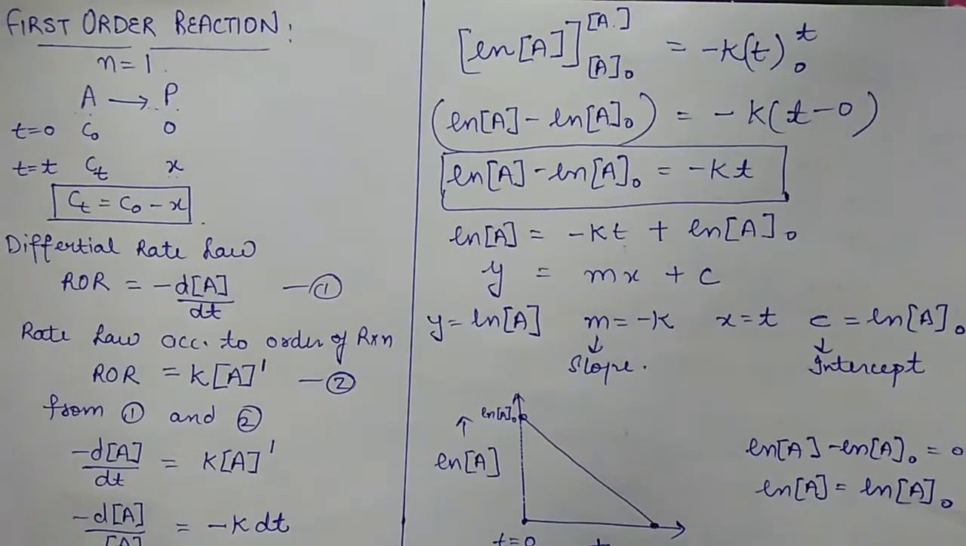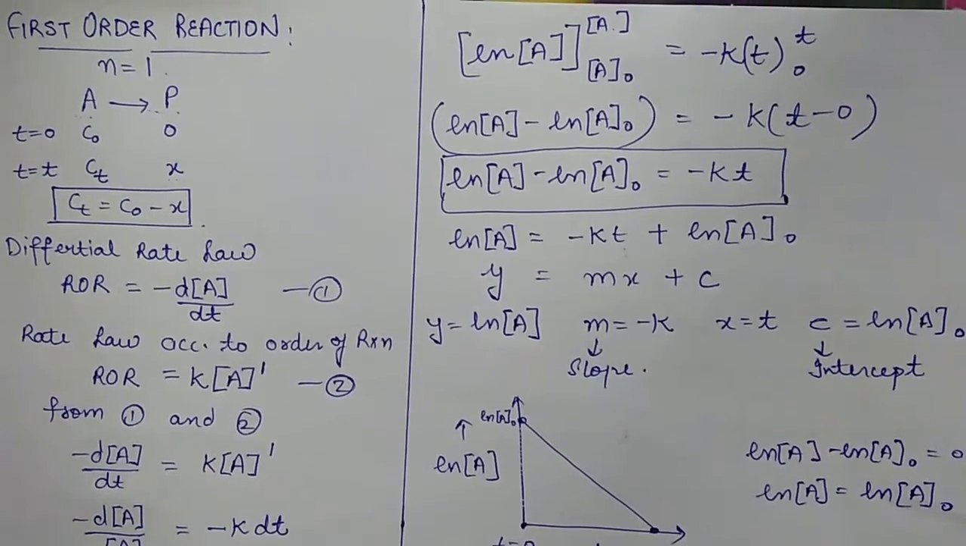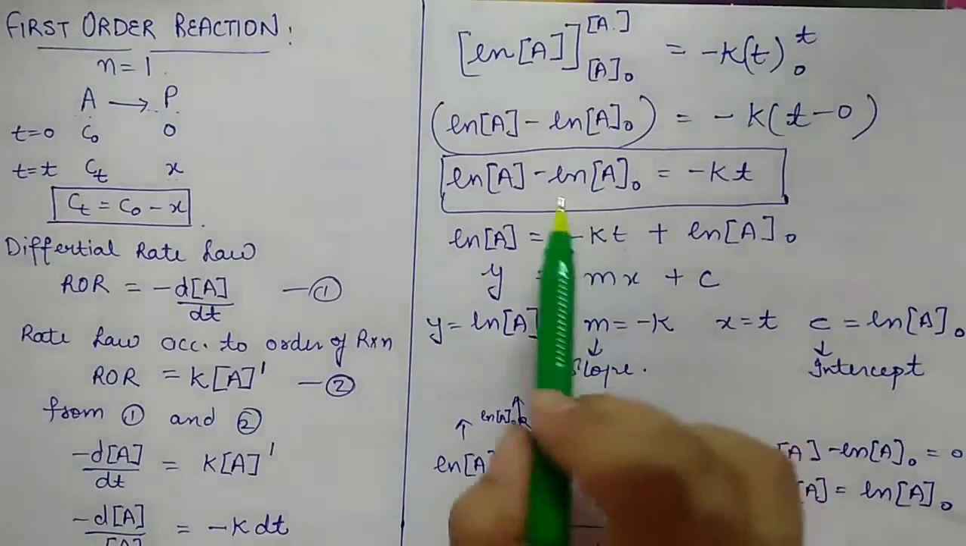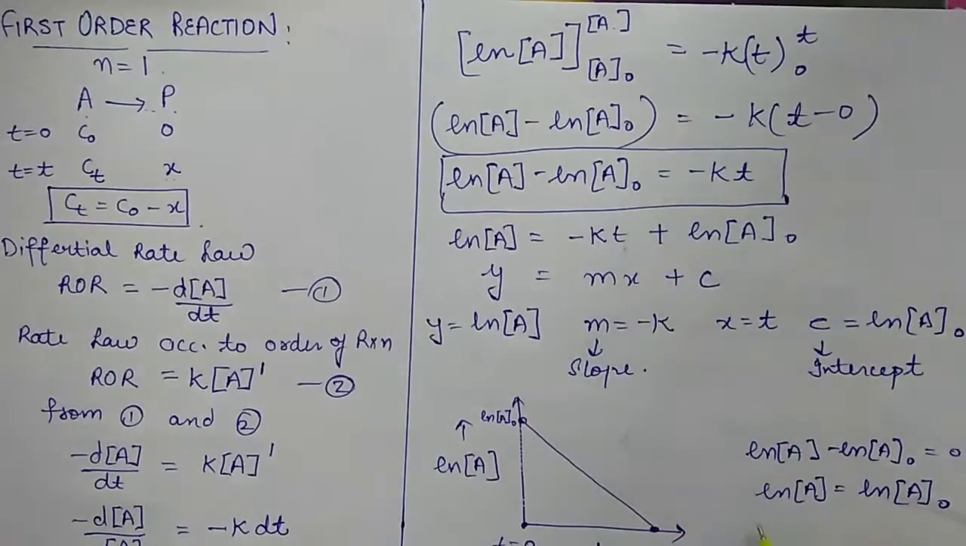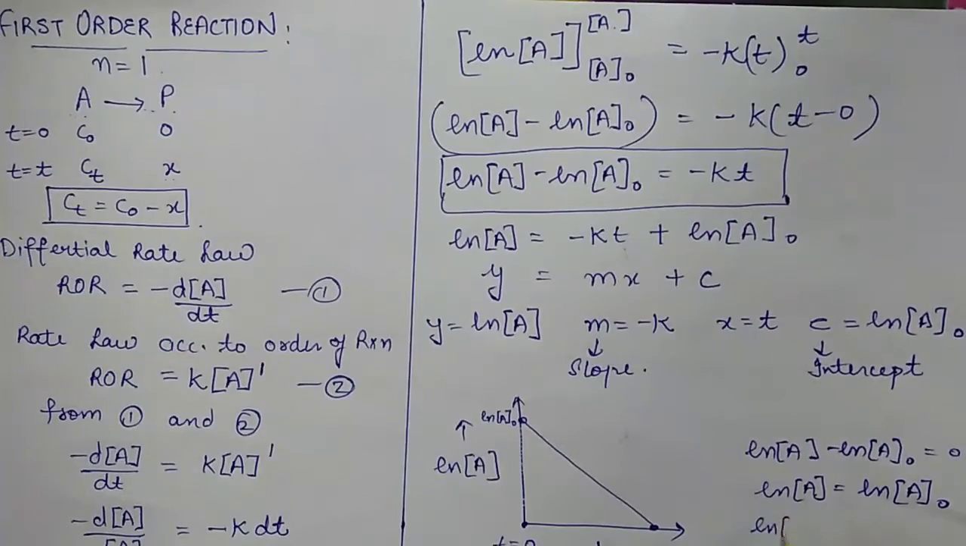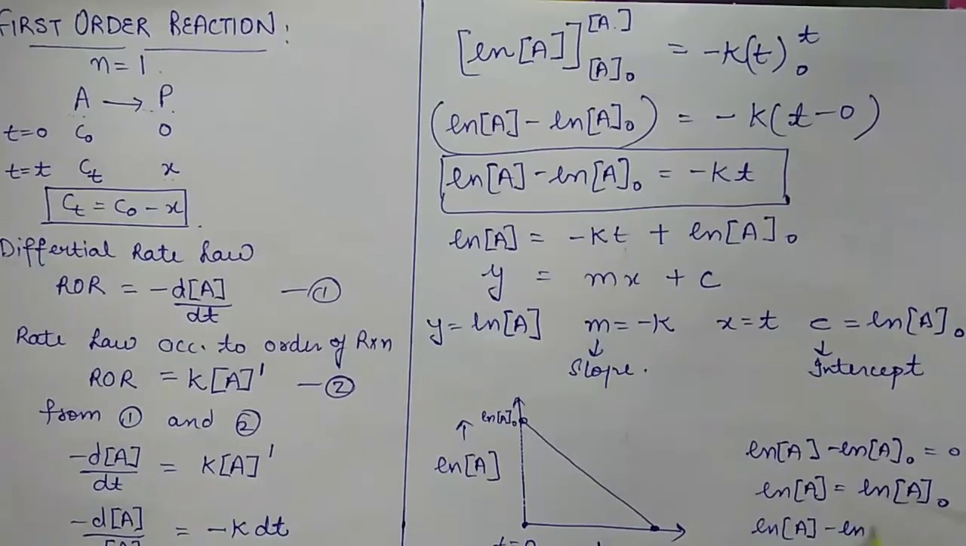Now to find this value, here time t is increasing, so natural log A will be equal to 0. Putting natural log A is equal to 0 in this expression, we will get natural log A minus natural log A naught equals minus kt.